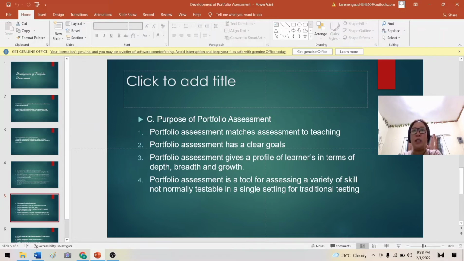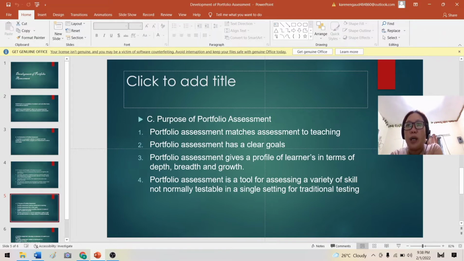Portfolio assessment has a clear goals. As a matter of fact, portfolios are being planned, discussed, and agreed from a very beginning of instruction. So, like what I have said earlier, kailangan klaro sa estudyante or sa learners na kung ano ang ilalagay doon sa portfolio. Like, quizzes lang ba or mga drawing lang ba or mga tests lang ba ang ilalagay doon.